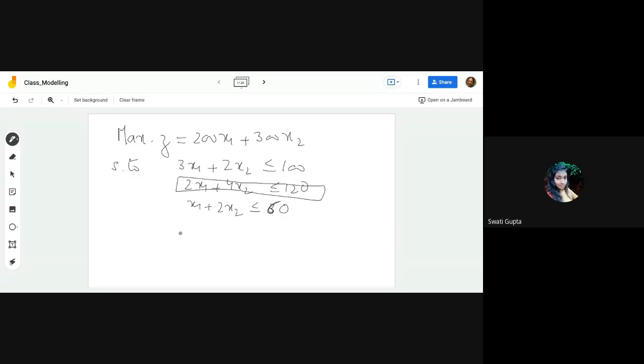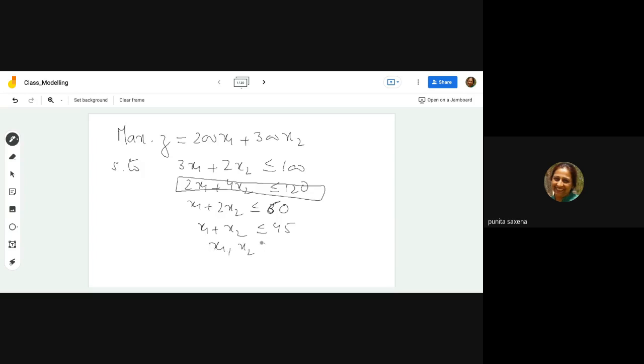Ma'am, x1 plus x2 is less than or equal to 45. I have made it like this, that the land that is used for wheat and corn is limited, that is 45 acres. Yes. So x1 plus x2 less than or equal to 45.